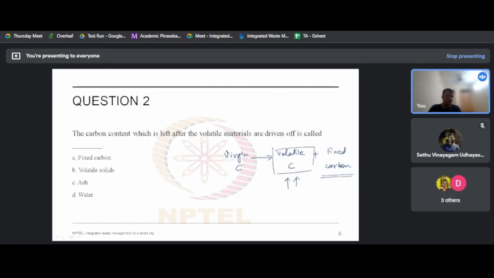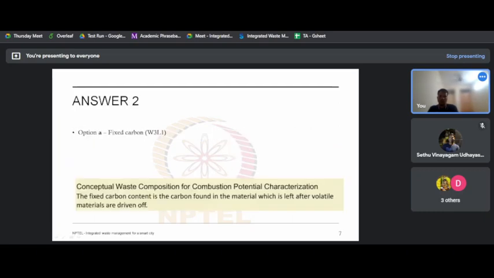So this is sometimes related to ash also, but it can't be directly called ash because ash is a small part of it. Ash is finally, after burning everything, whatever remains. But here we are not subjecting it to so high heat values. So here we call it fixed carbon. Whatever is left after the volatile materials are driven off is called fixed carbon. It is option A, fixed carbon.